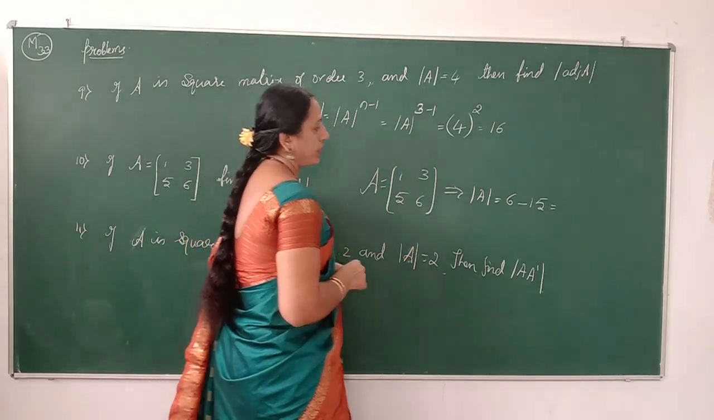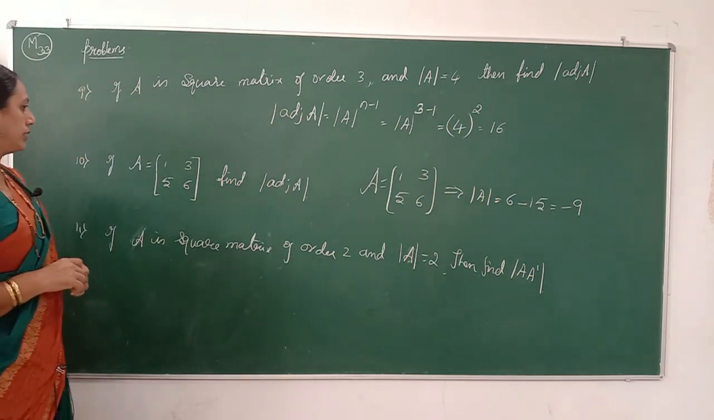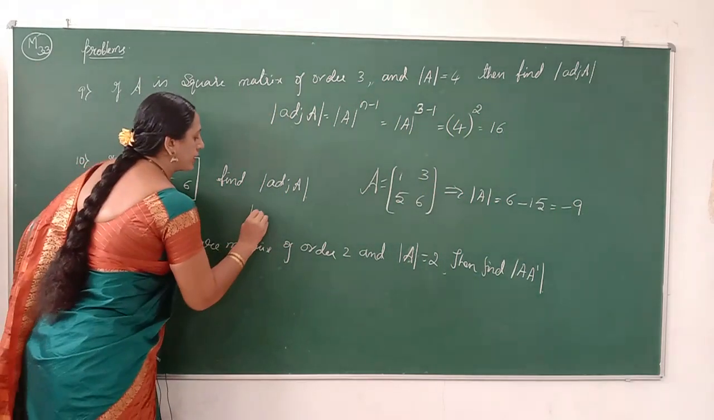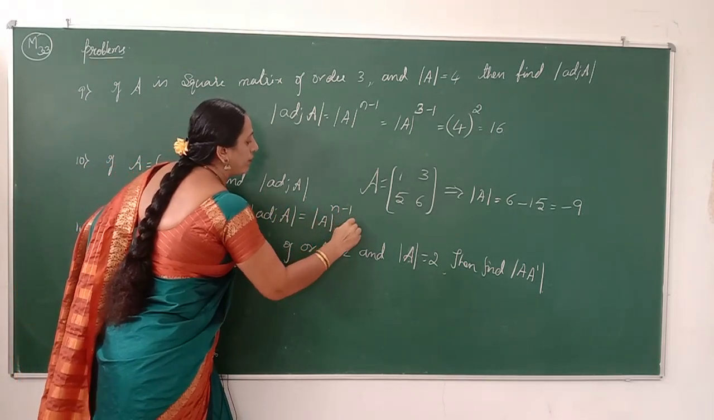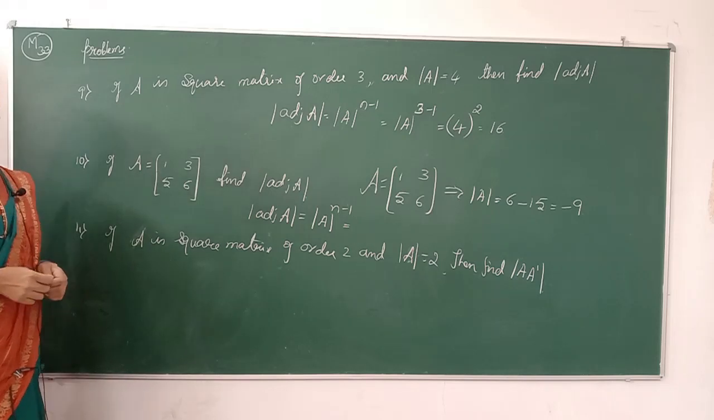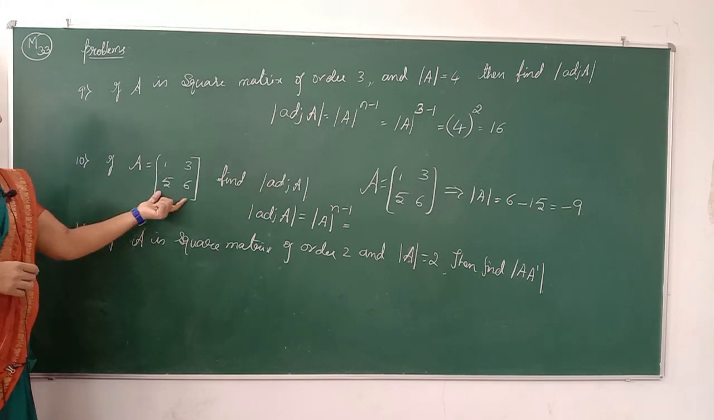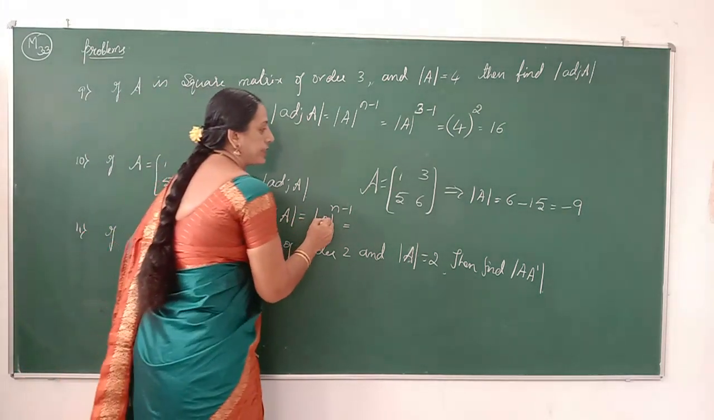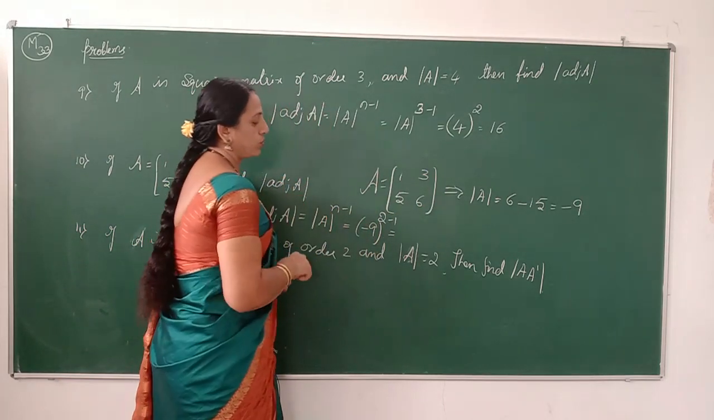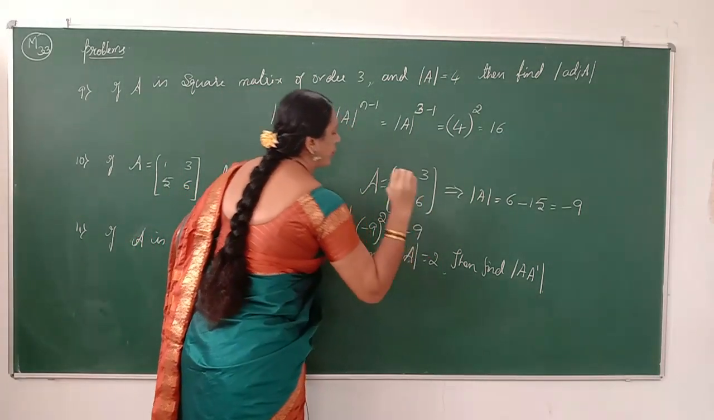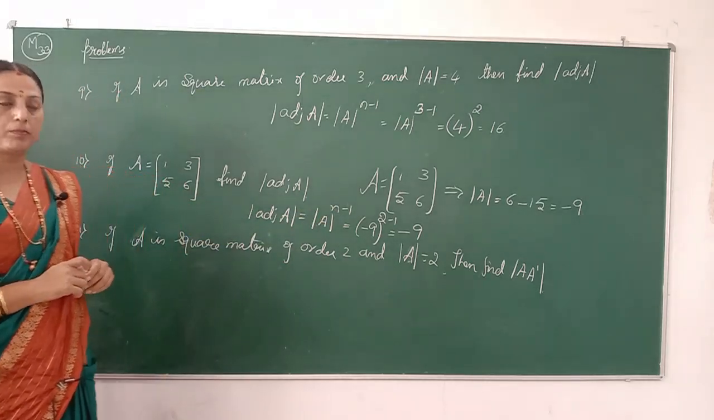So 6 minus 15 is nothing but minus 9. So that is the value for determinant of A. Then by using the formula, determinant of adjoint of A is equal to determinant of A whole to the power of n minus 1, where n is the order of the matrix. The order of the given matrix is 2 cross 2. Therefore determinant of A is minus 9 whole to the power of 2 minus 1. 2 minus 1 is nothing but 1, therefore it will be equal to minus 9. Therefore determinant of adjoint of A is equal to minus 9.